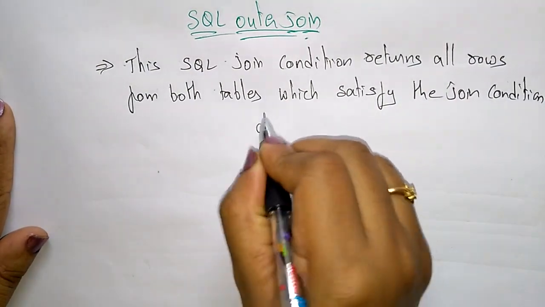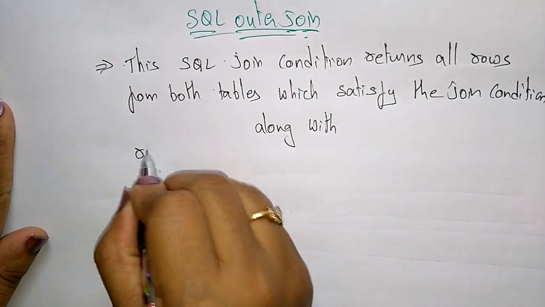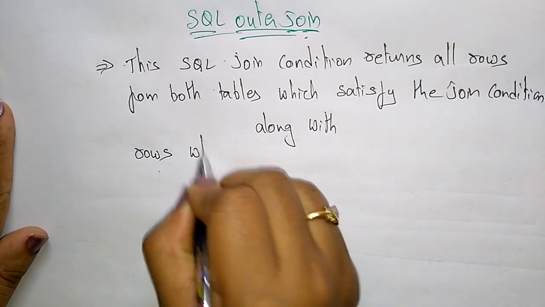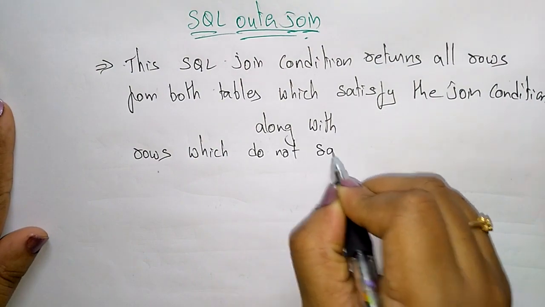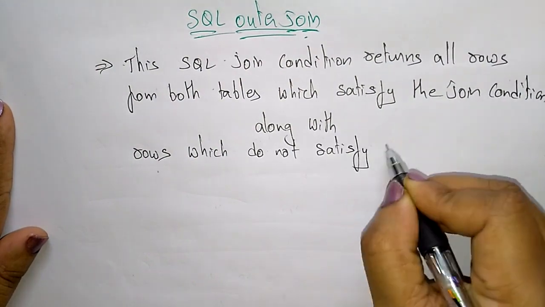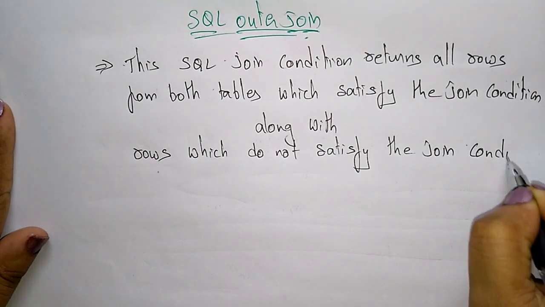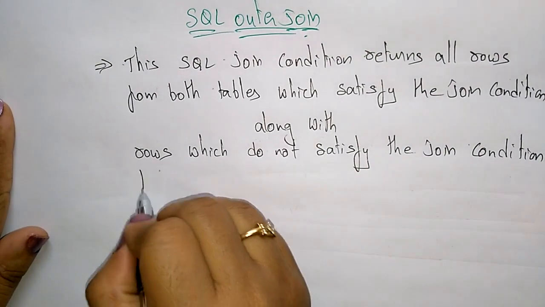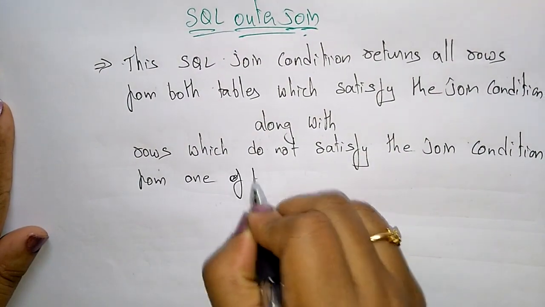along with rows which do not satisfy the join condition from one of the tables. So that is the outer join.